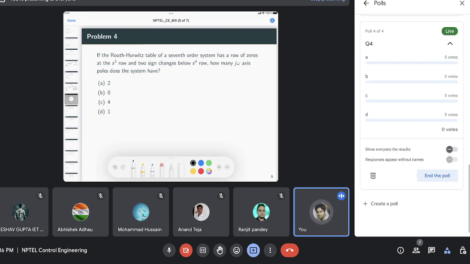So you can answer through the poll. Question is clear, I hope. If not, you can also ask if anything regarding that question, or the solution, is not clear. You can interrupt and ask.